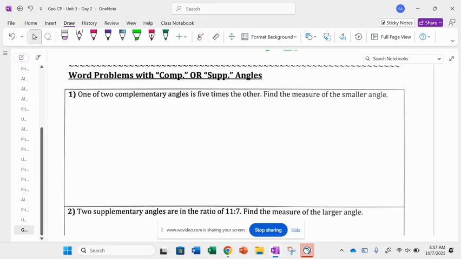If it only says complementary angles in the word problem, we draw a right angle. If it only says supplementary angles in the word problem, we draw a straight angle and then go from there. So it says one of two complementary angles is 5 times the other. Find the measure of the smaller angle. Because it just says complementary angles, I'm only going to draw a right angle. And then I'm going to take that right angle and split it into 2.